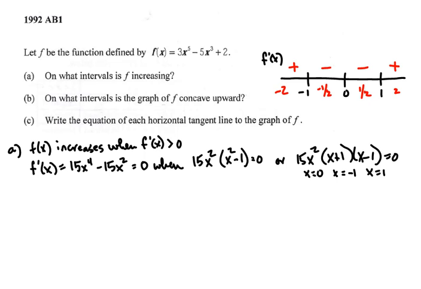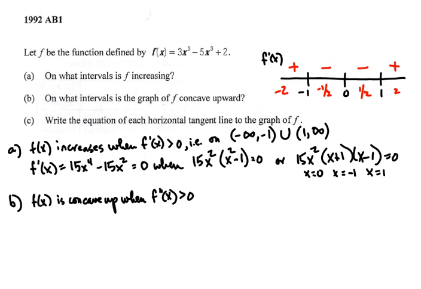And so then we can see that the first derivative will be positive from negative infinity to negative 1, or from 1 to positive infinity. And that's it for part A. For part B, we want to find out on what intervals the graph is concave up. And f of x will be concave up whenever f prime prime of x, or the second derivative, is positive.